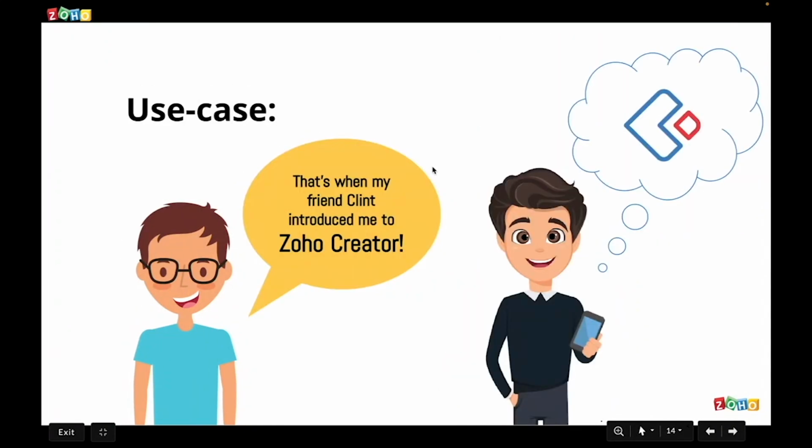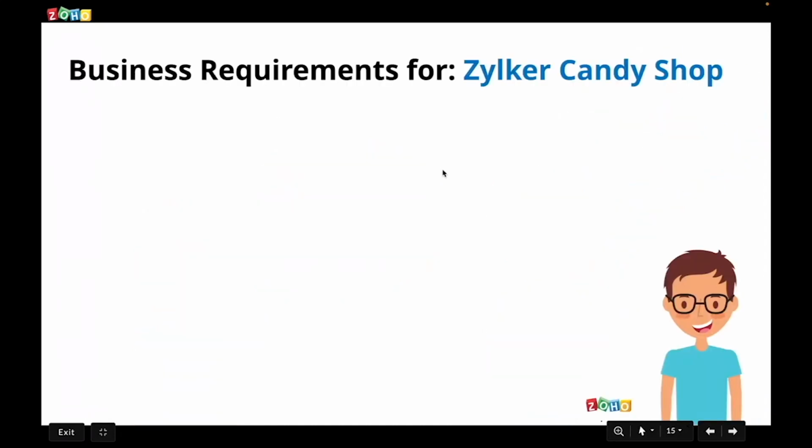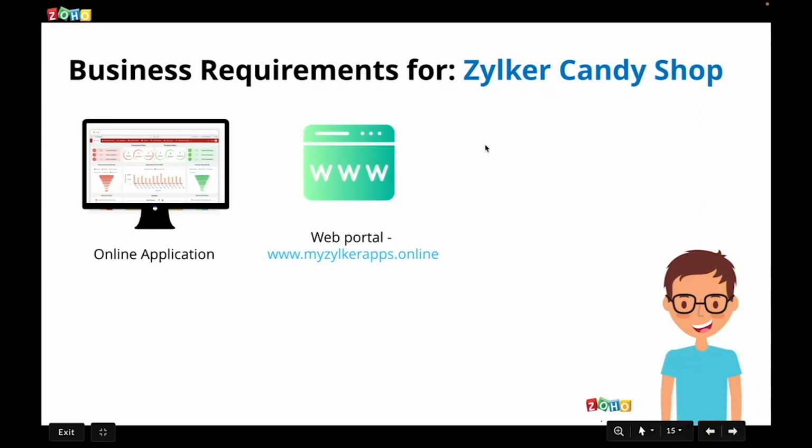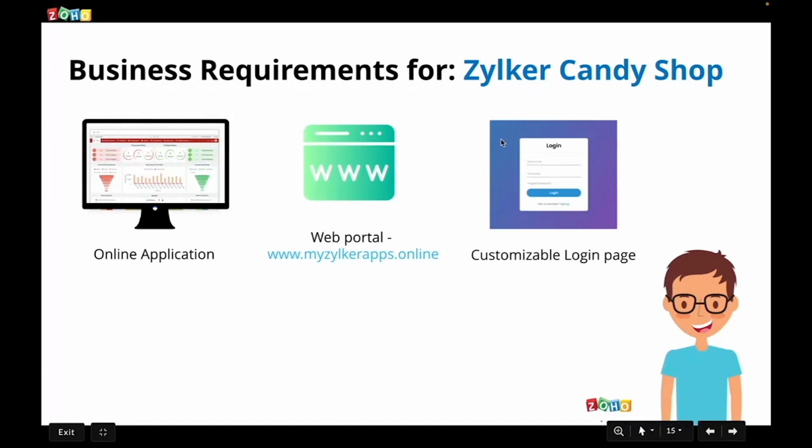So that's when his friend Clint introduced him to Zoho Creator. So Ben's requirement for his business, Zilker Candy Shop, is that he will need an online application to collect and store the information related to the orders, customers, and the candy inventory. And also there should be customizable themes and a customizable portal for the customers to log in. So while they log in, they should have their own domain, myzilkerapps.online, when the user tries to access the portal. And they should also use the company logo on the login page.